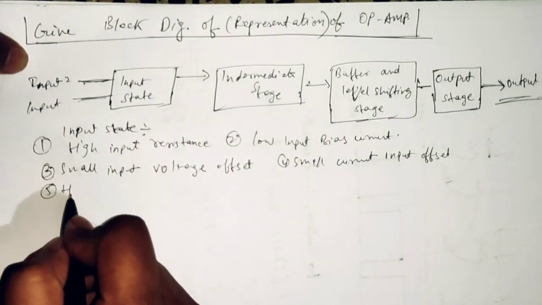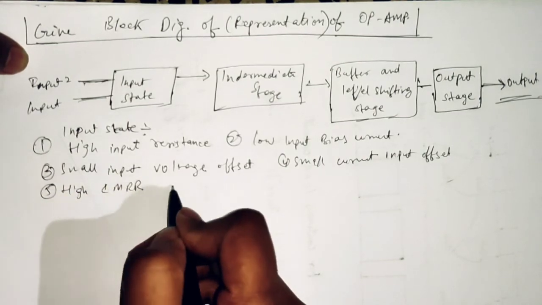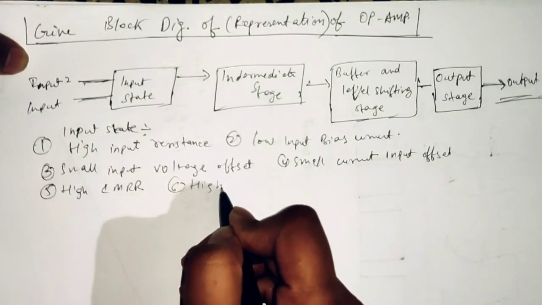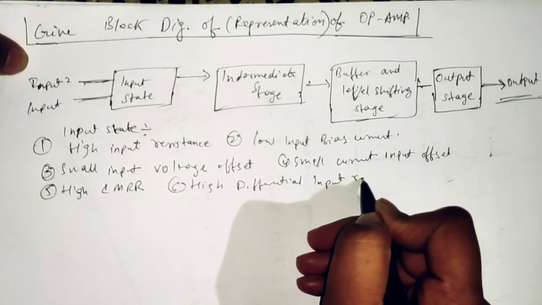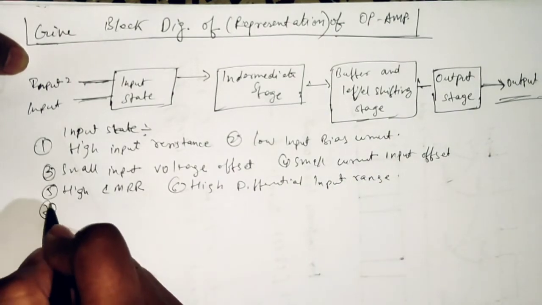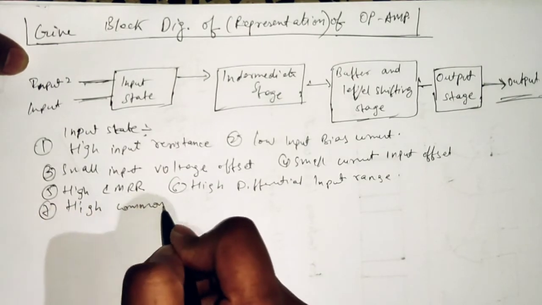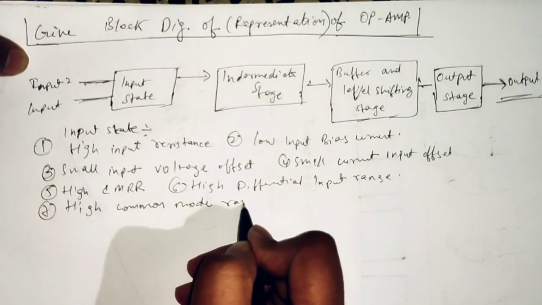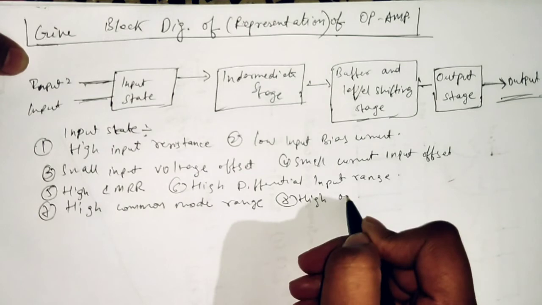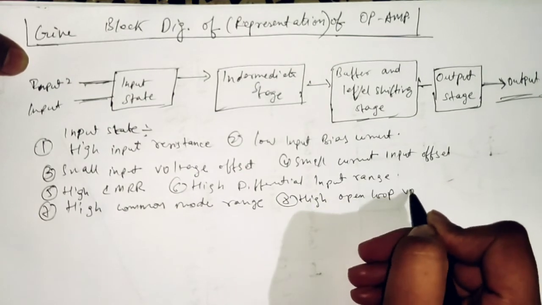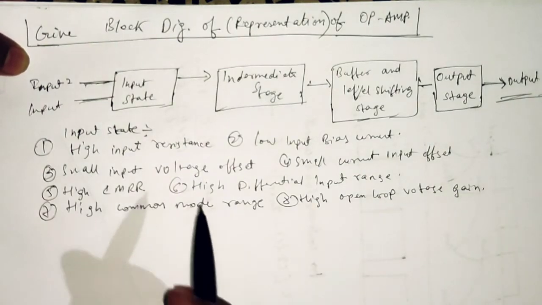And the fifth point is we need a high CMRR. Sixth point is high differential input range. Seventh point is high common mode range. And the 8th point, which is the last point, high open loop voltage gain. So here are the 8 points that are the requirements of the input stage.